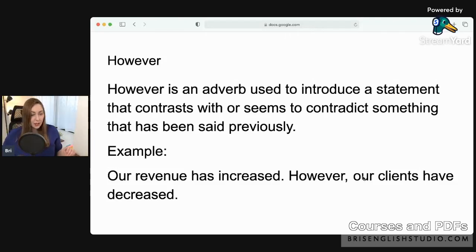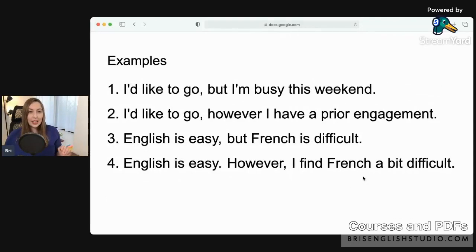Very good. So next, let's take a look at some examples and you can see how we generally use them, okay? Oh, let me see, there is a question. Oh, I lost it. Should we always use a comma before but? So here I'm using commas because these sentences can be sentences, this sentence, for example, number 1. I'd like to go, but I'm busy this weekend.